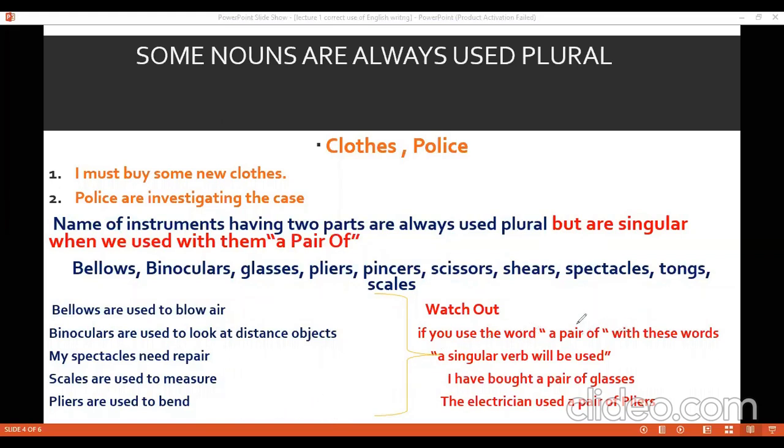But be careful. If we use the expression a pair of with these words, they become singular and we use singular verb with them. I have bought a pair of glasses. A pair of bellows is used to blow air. A pair of binoculars is used. A pair of spectacles is lying here. A pair of scales is used to measure. A pair of pliers is used to bend.